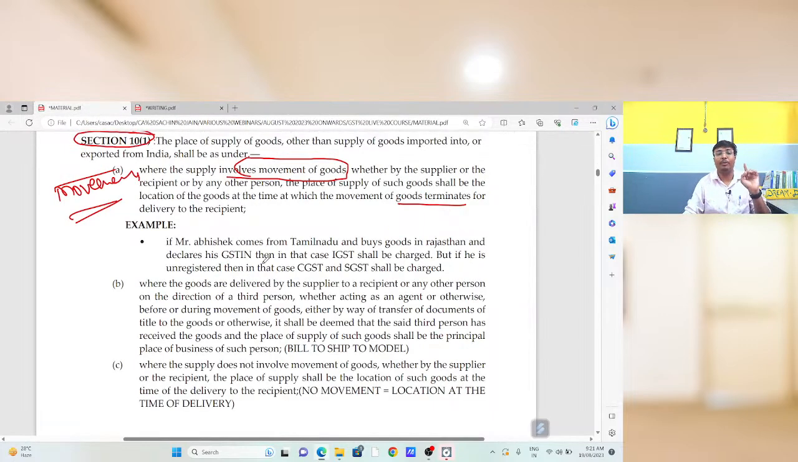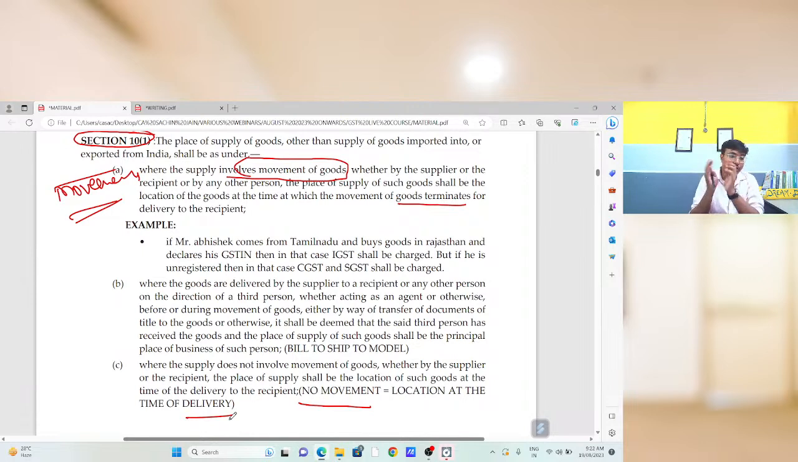So the first concept was related to movement of goods, where delivery terminates. Second point, bill to ship to model. Third, where there will be no movement. In that case, whatever will be the location. Suppose I have sent certain goods to Mr. X और मैंने उसको बोला you just need to check these goods. I am going to sell you the goods on the basis of sent or approval basis. If you approve, then I am going to make the invoice, and if you are not going to approve, you should get back that particular goods to me.